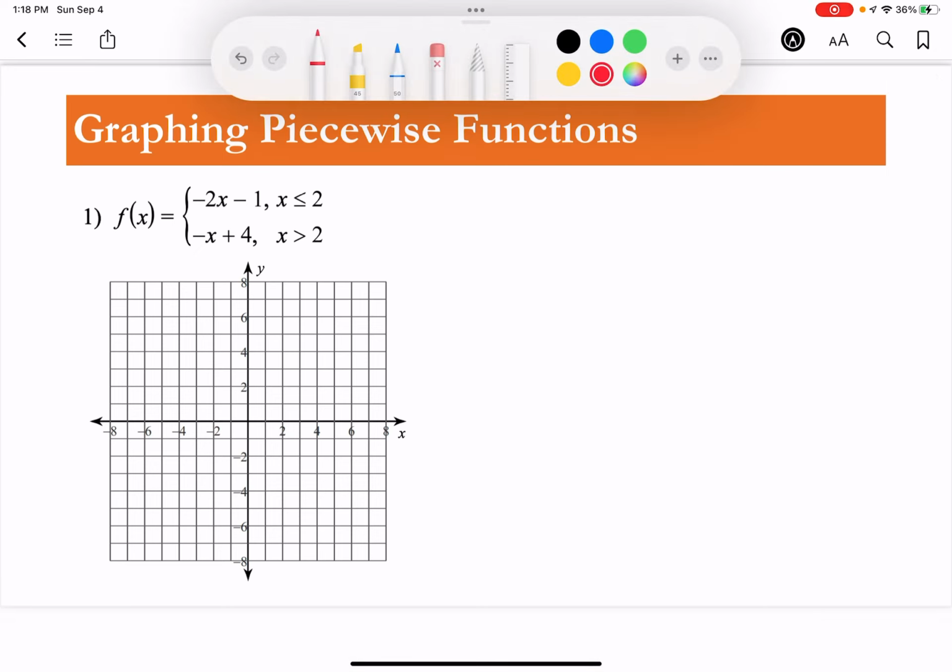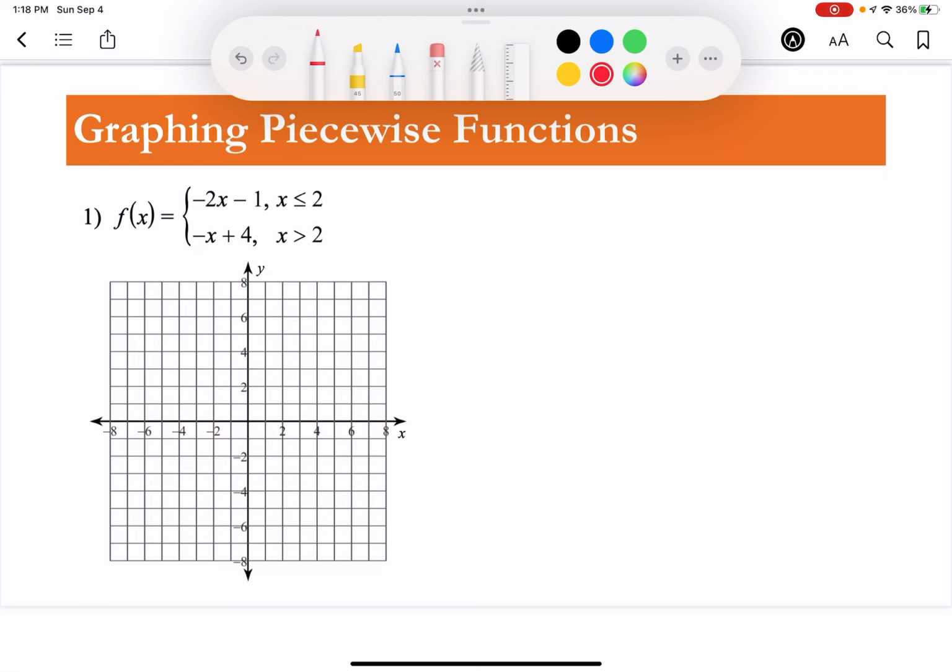Ito medyo mabilis lang kasi they are both linear functions. Linear functions, ibig sabihin, puro lines lang yung ating i-expect na graph dito. Okay? Sa mga di pa gaanong marunong mag-graph ng ganitong function, I will make sure that you will be able to understand it well. Okay?